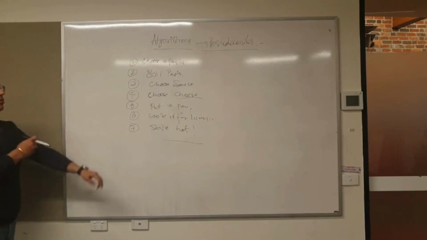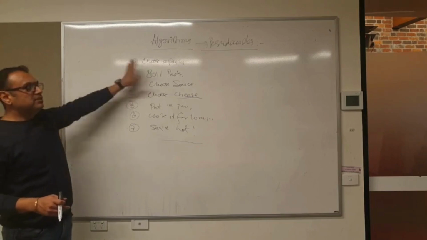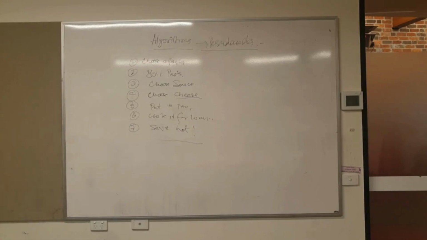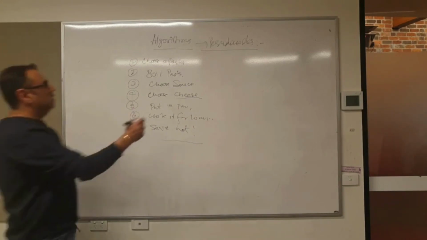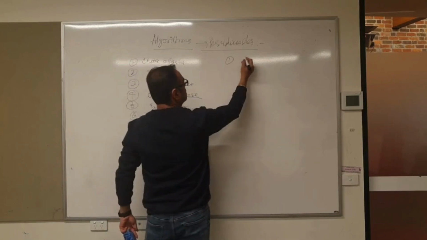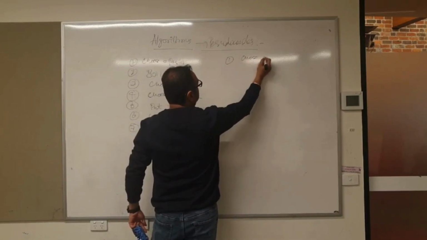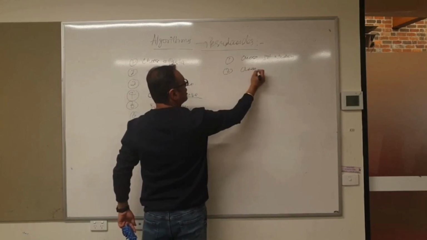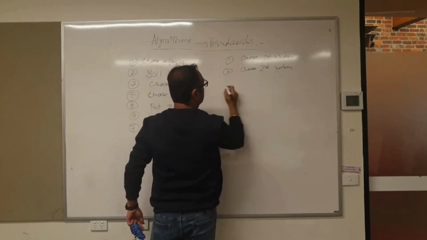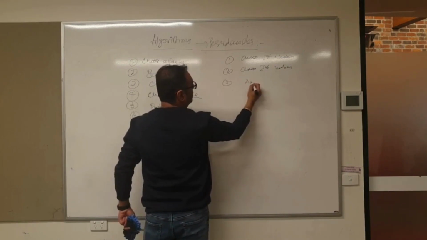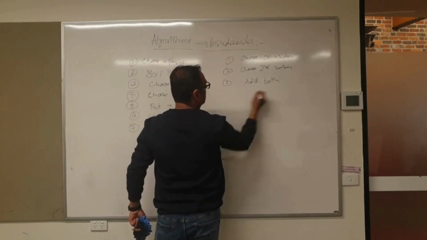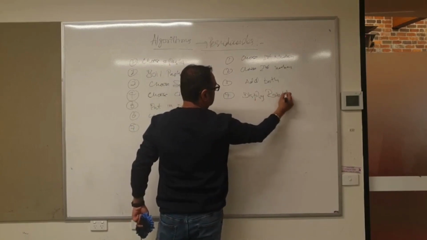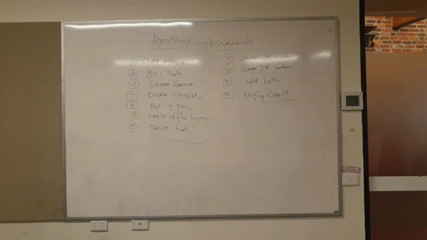That's about it. Now, if this is real life, let's talk about adding two numbers. What an algorithm could be for adding two numbers. You say, choose first number, choose second number, add both, display result. Finish. That's algorithm again.